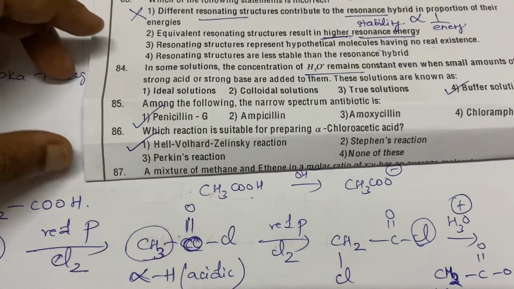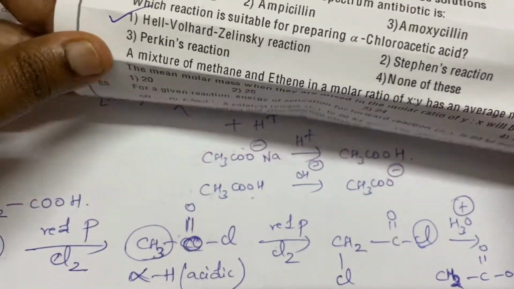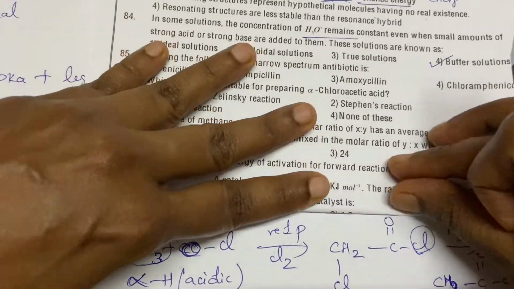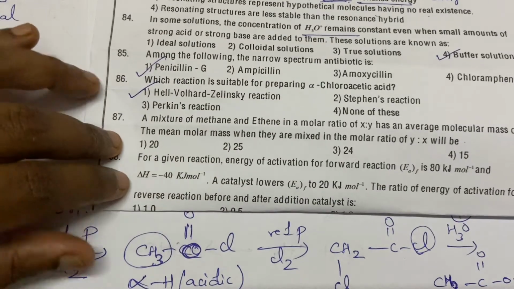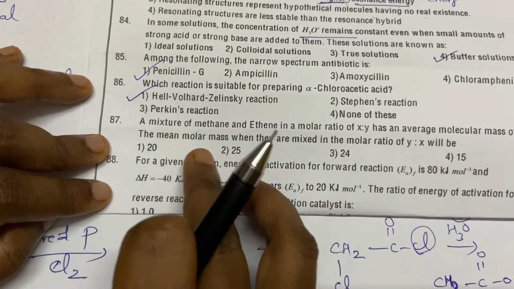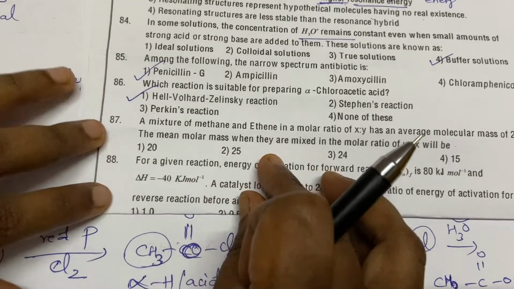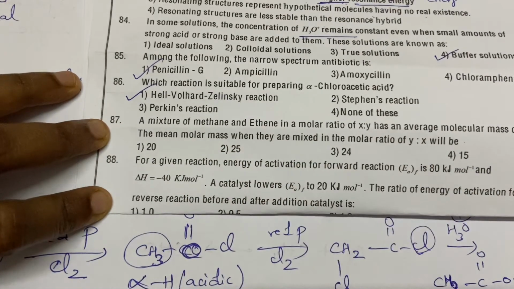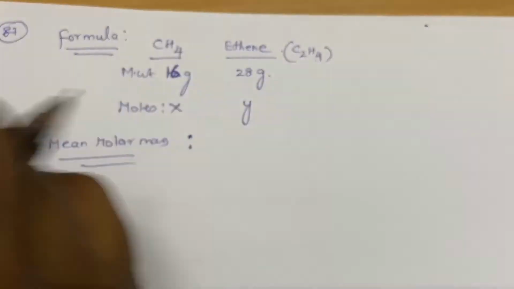Okay, students, next question. A mixture of methane and ethane in a molar ratio of x is to y has an average molecular mass of 20. The mean molar mass when they are mixed in the molar ratio of y is to x will be? So this is the given data, students.